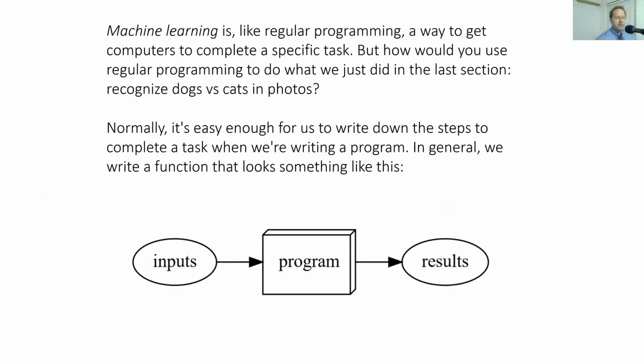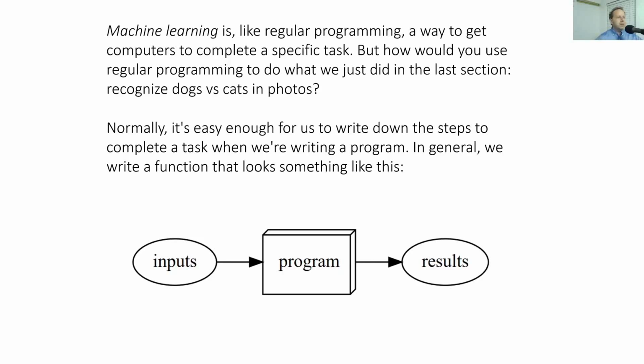So what we're doing here is machine learning. Deep learning is a kind of machine learning. What is machine learning? Machine learning is just like regular programming. It's a way to get computers to do something. But in this case, it's pretty hard to understand how you would use regular programming to recognize dog photos from cat photos. How do you create the loops and the variable assignments and the conditionals to create a program that recognizes dogs versus cats in photos? It's super hard.